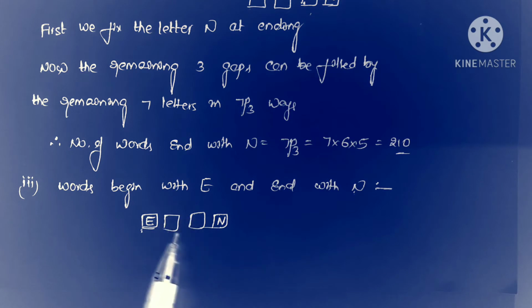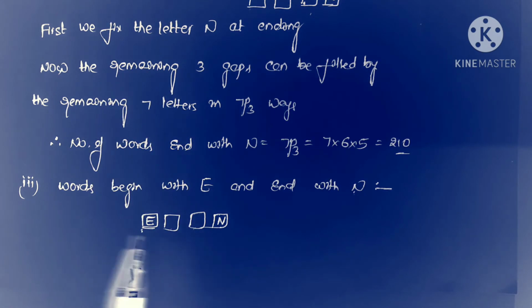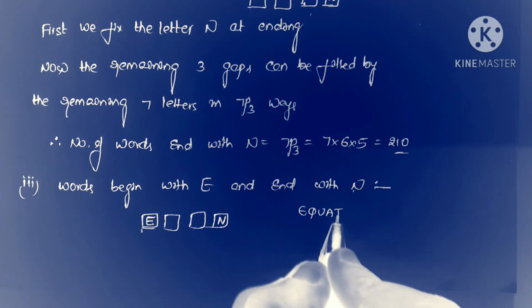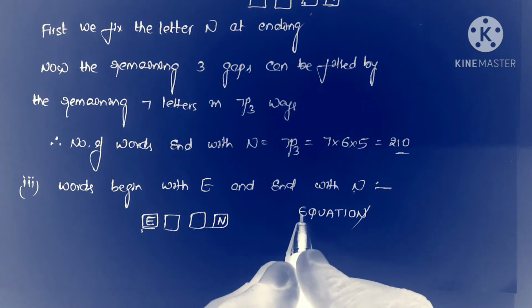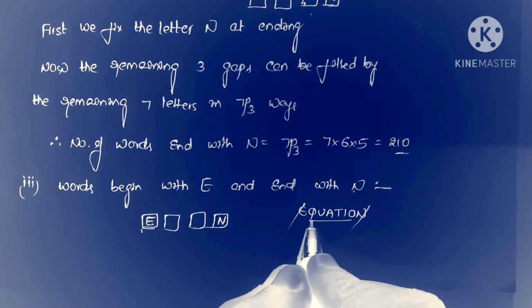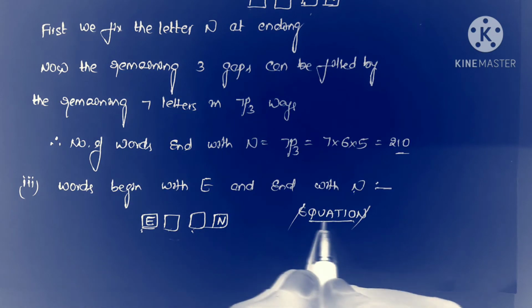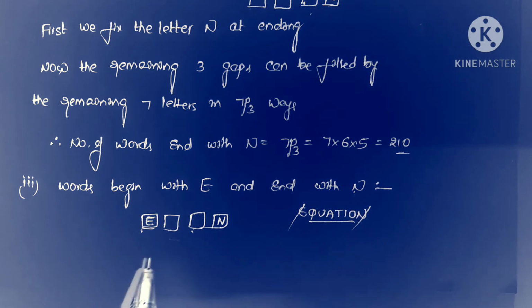Now what are the remaining gaps here? The number of remaining gaps is equal to 2. Already we used 2 letters here, the first letter and the last letter. Now the remaining letters is equal to 6, remaining gaps is equal to 2. Now we can fill these 2 gaps by the remaining 6 letters in 6P2 ways.